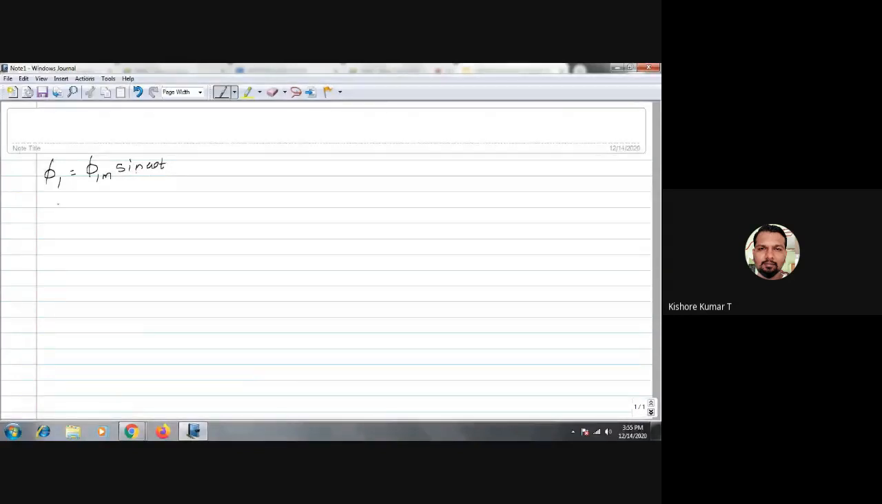And similarly, phi 2 is written as phi 2m sin omega t plus theta. Why do we have to consider sin omega t plus theta? Since there is a phase shift between phi 1 and phi 2, that phase shift is represented as theta here. Normally, if we write just sin omega t, there is no phase shift.